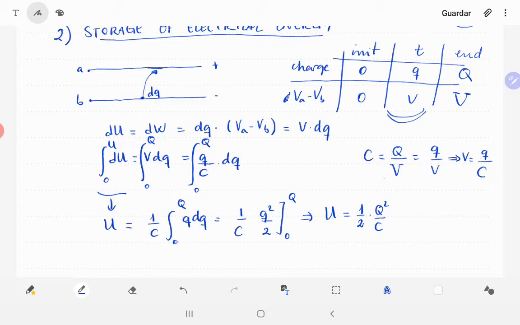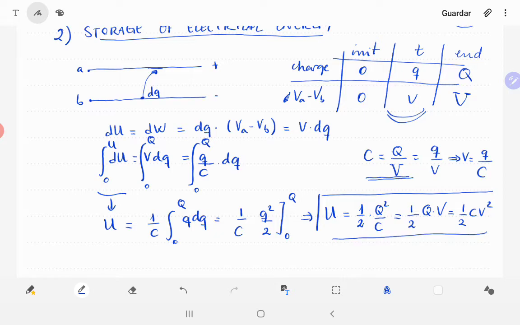Okay, you can also use this expression. And this then is equal to 1 over 2 of Q times V, and it's also equal to 1 over 2 C V squared. Any of these, all of them are equivalent. Okay.